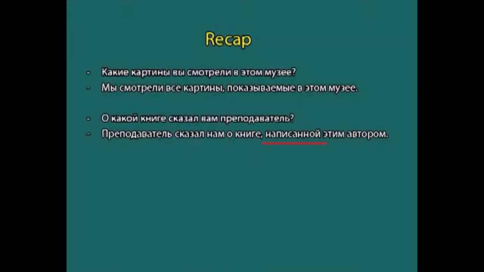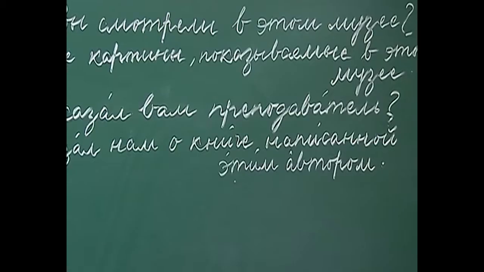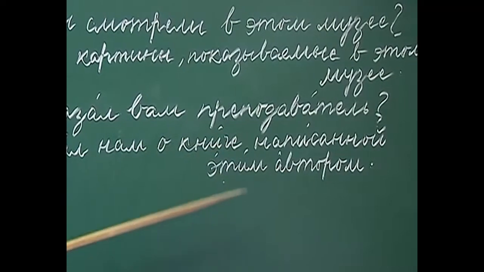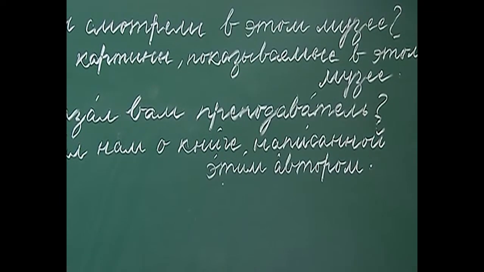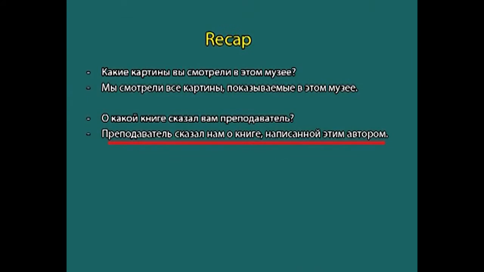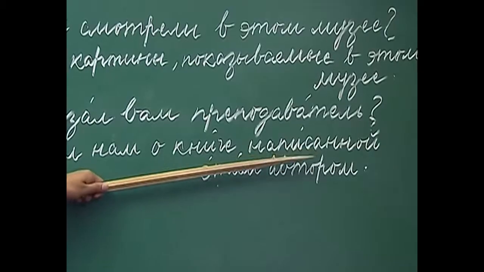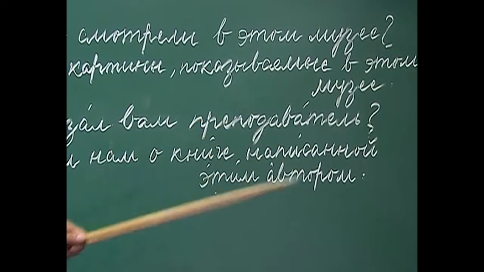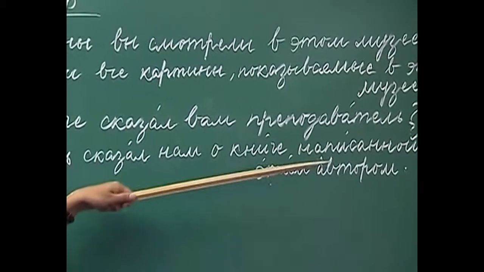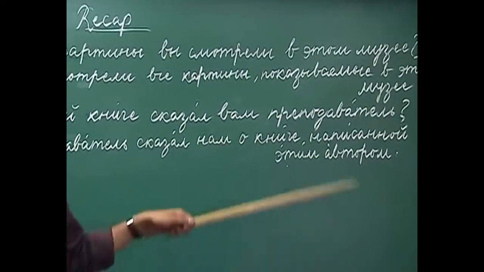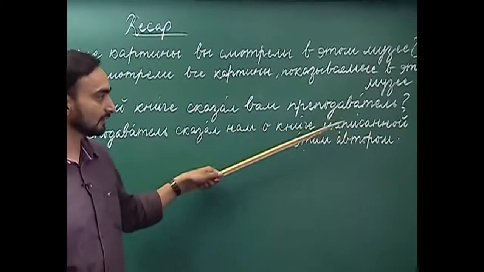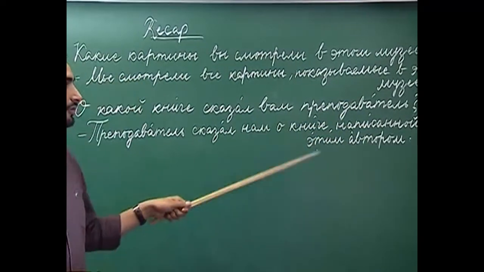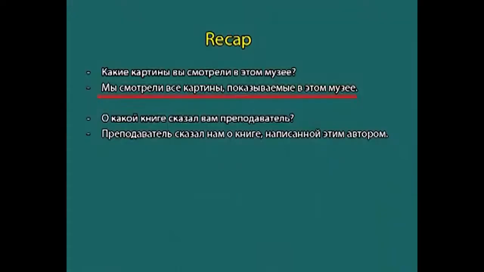So, here the action is in the past tense, that is why we are using past participle passive. So, if we again change the sentence into a complex sentence using который, how will we do that? Преподаватель сказал нам о книге, которую написал этот автор. So, in that case, if we are using который, then we will use которую because it depends on the verb of the subordinate clause. So, которую написал этот автор. So, this was about the passive participle.